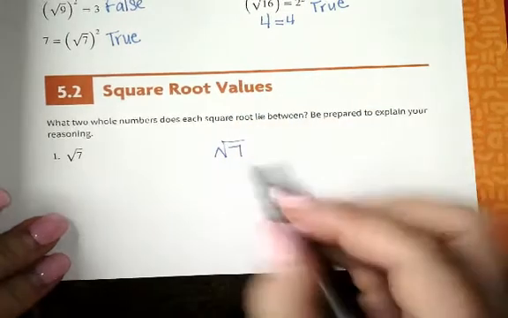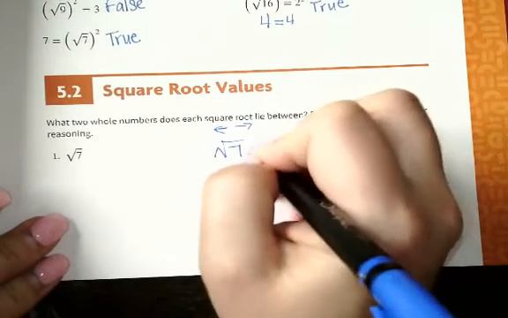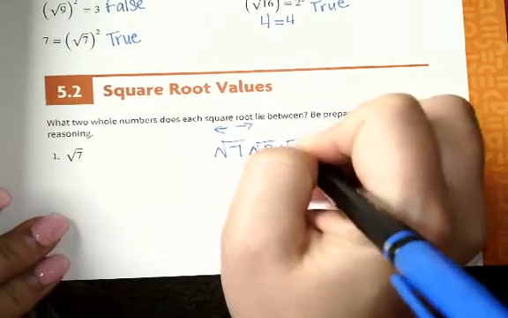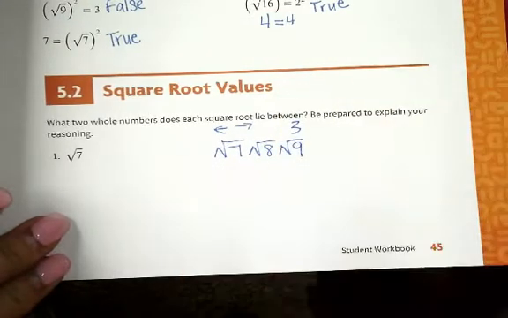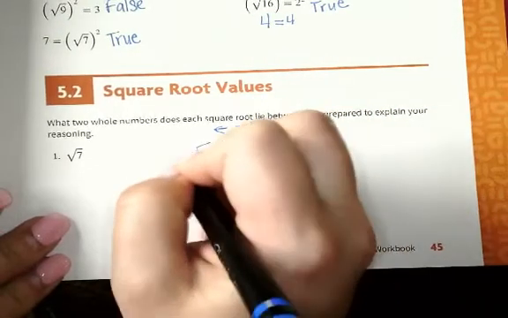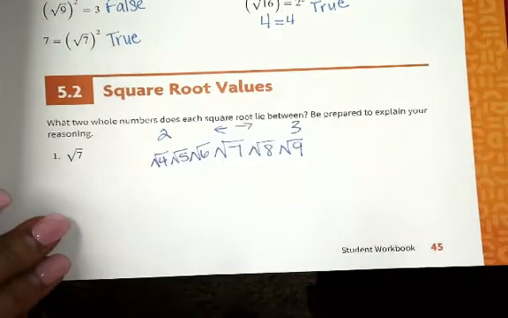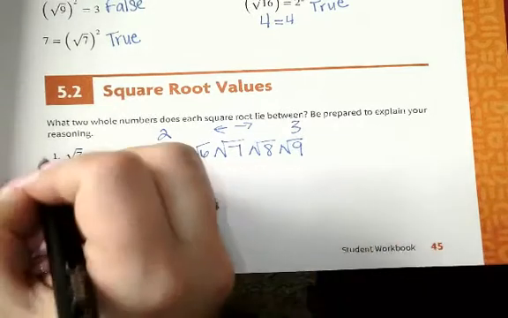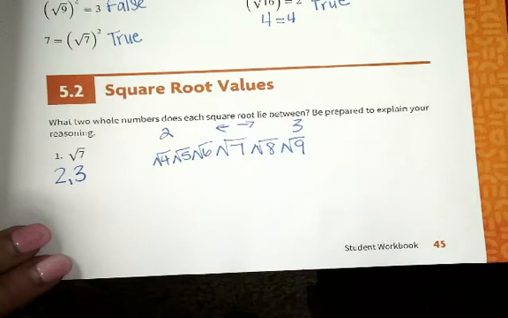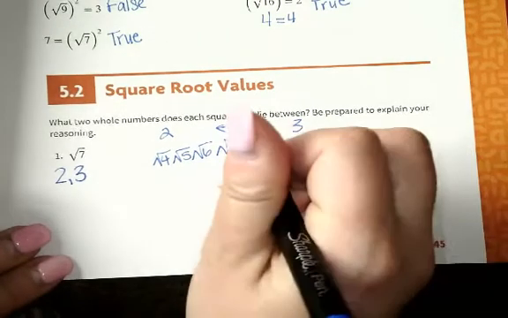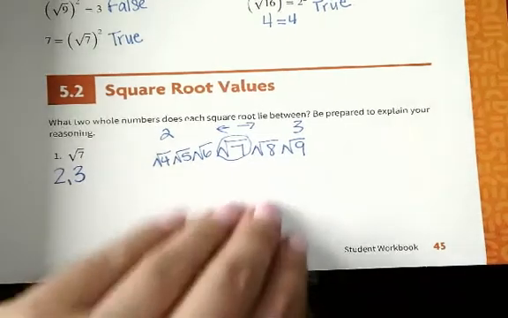I could put square root of 7 here, and I can go this way and that way. Square root of 7, square root of 8, square root of 9. Well, the square root of 9 is a perfect square. That's 3. I can go this way: square root of 6, square root of 5, square root of 4, which is 2. So this square root is between 2 and 3. I'd say it's closer to 3, because see how far it is away from 9. It's closer to 3.